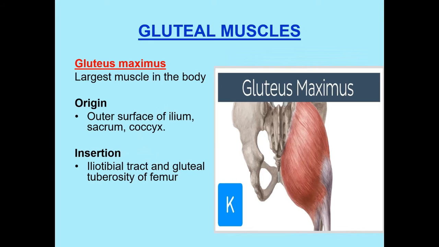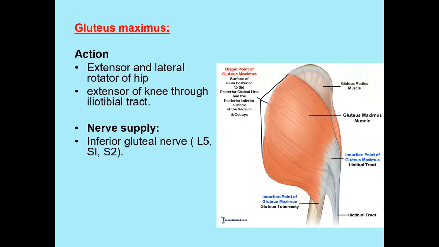Now gluteal muscles include number 1 gluteus maximus, largest muscle in the body. Its origin is from the outer surface of ilium, sacrum, and coccyx. Its insertion is at the iliotibial tract and gluteal tuberosity of femur. Its action is extensor and lateral rotator of hip, extensor of knee through iliotibial tract. Its nerve supply is inferior gluteal nerve and its root value is L5, S1 and S2.